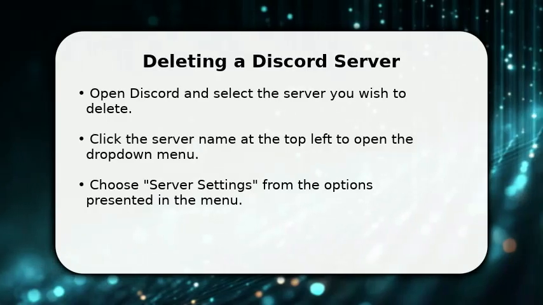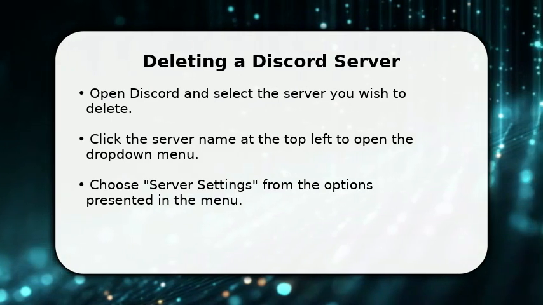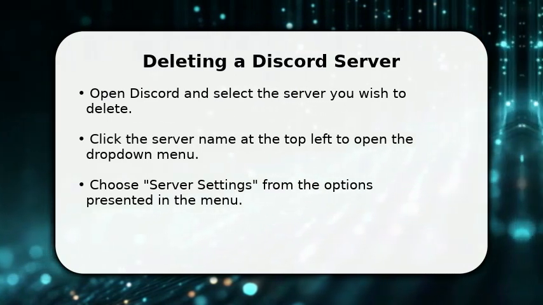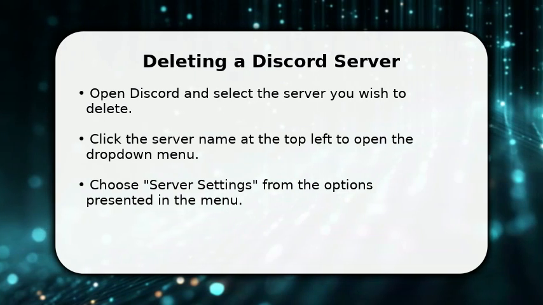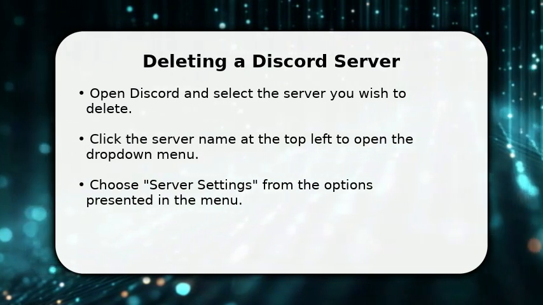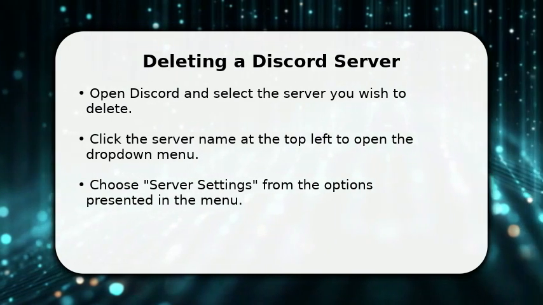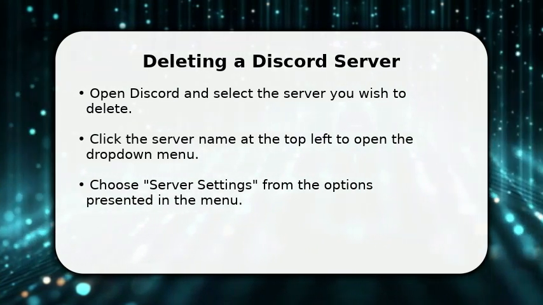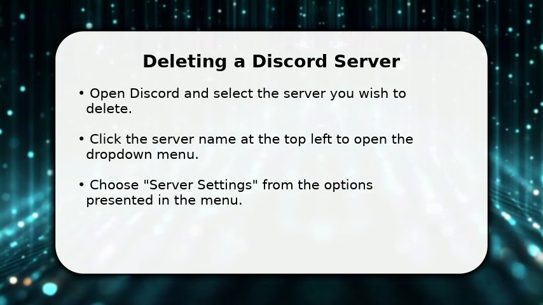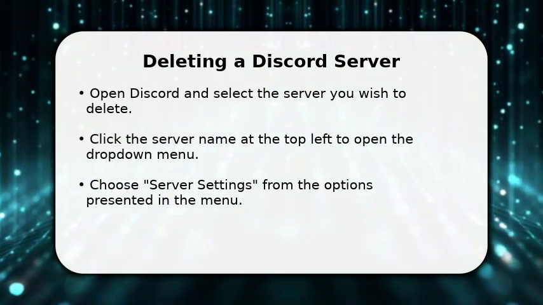In this video, I will explain how to delete a Discord server. First, open your Discord application and navigate to the server you intend to remove. Once there, click on the server's name, located at the top left of your screen. This action will reveal a drop-down menu. From this menu, select the option labeled Server Settings.